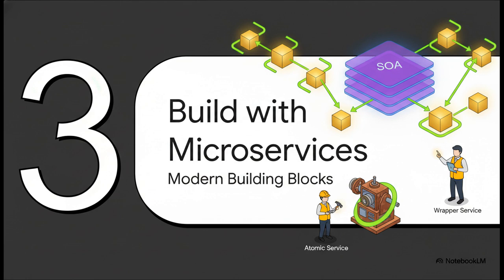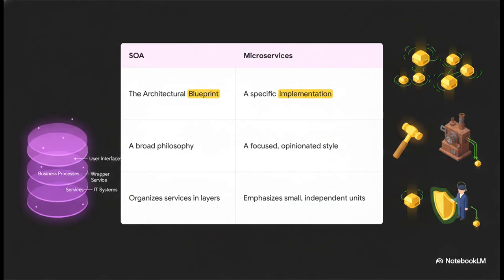Well, a very, very popular and powerful way to implement this blueprint today is by using what are called microservices. These are the modern, high-performance building blocks for our architecture. So this is a really crucial point to understand. SOA is the overall blueprint. It's the what and the why. Microservices are a specific implementation. It's the how. While SOA thinks about organizing services into these neat layers, microservices really double down on the idea of complete and total independence for each small unit.